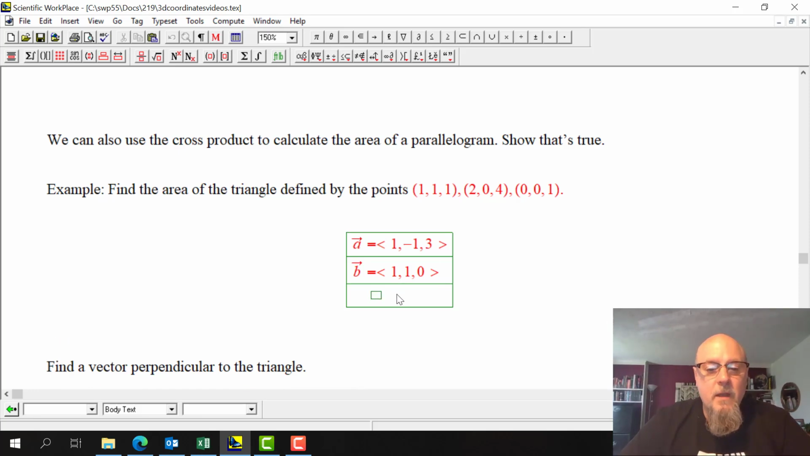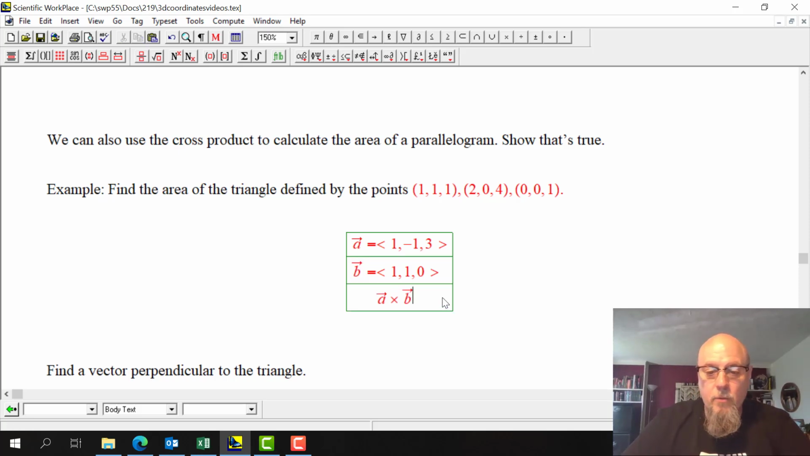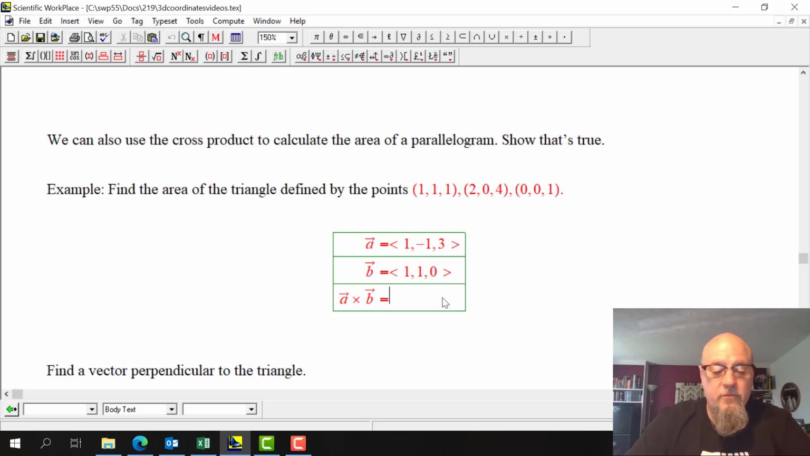So I need vector A cross product vector B, and I have the component vectors, so let's just do our formula. I'm going to get 0 minus 3.